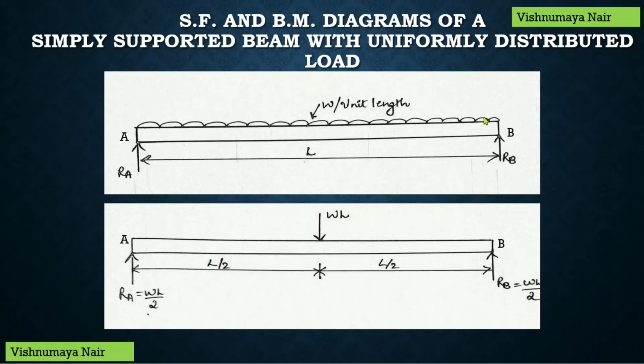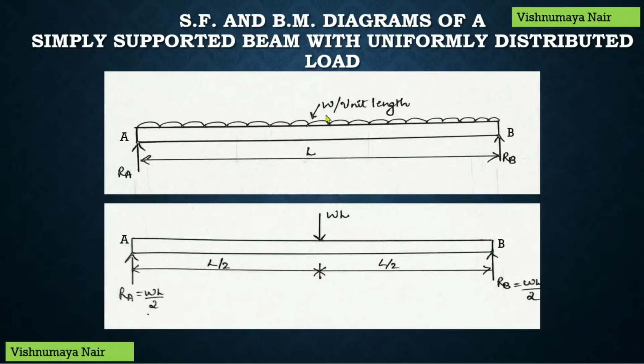Here I have shown a simply supported beam with a uniformly distributed load over it. A uniformly distributed load is the one which is spread over a beam in such a manner that the rate of loading is uniform throughout the length of the beam over which this UDL acts. Here the rate of loading is given by W per unit length and the length of the beam is L.